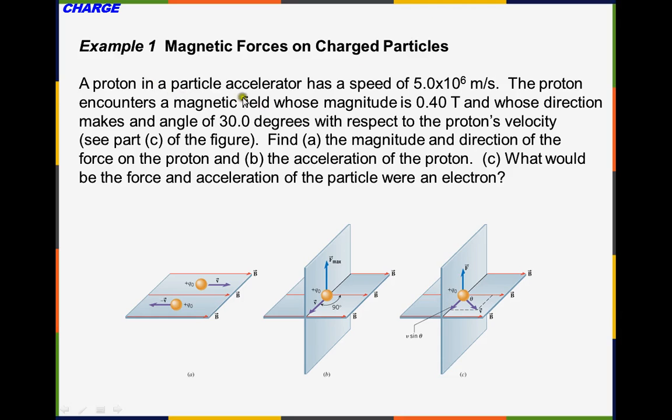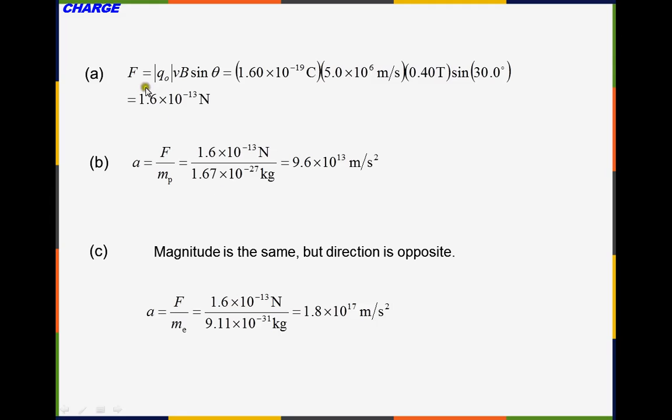So a proton in a particle accelerator has a speed of 5 times 10 to the 6 meters per second. The proton encounters a magnetic field whose magnitude is 0.4 Tesla and whose direction makes an angle of 30 degrees with respect to the proton's velocity. Find the magnitude and direction of the force on the proton, and the acceleration of the proton. Force equals mass times acceleration, so we'll have to look up the mass of the proton. And what would happen with the force if it was an electron? Just be opposite.